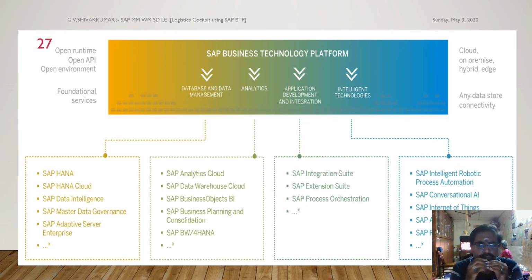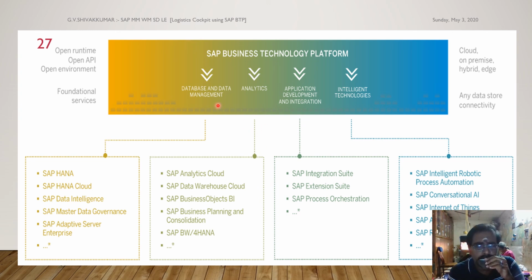So these are the components: SAP BTP comprises database and data management, analytics, application development and integration, and then intelligent technologies, right? So we have operation runtime, open application interfaces, open environment, and functional services, and then cloud, on-premise, hybrid, edge, whatever I told, and then any data store connectivity can be integrated well in SAP BTP.